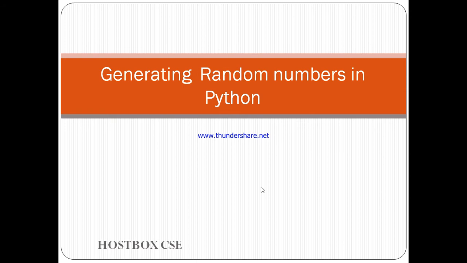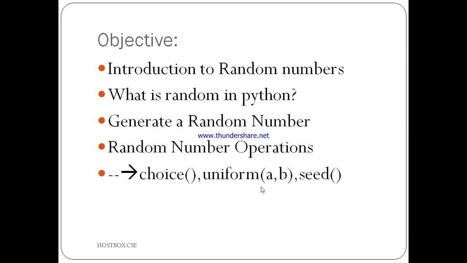Today we are going to see about the topic called generating random numbers in Python. So the objective here is an introduction to random numbers and what is random in Python, generating a random number, and random number operations like choice, uniform of a comma b, seed, and randrange, like that.